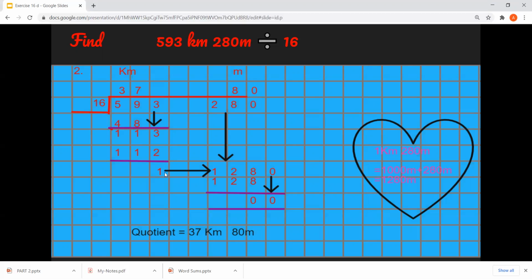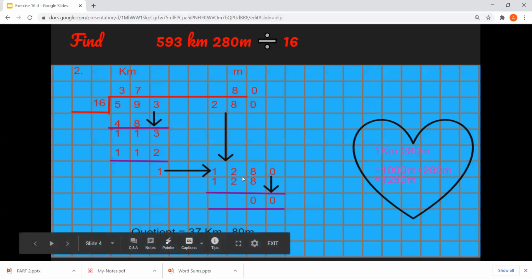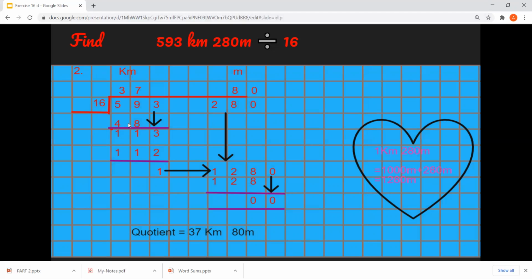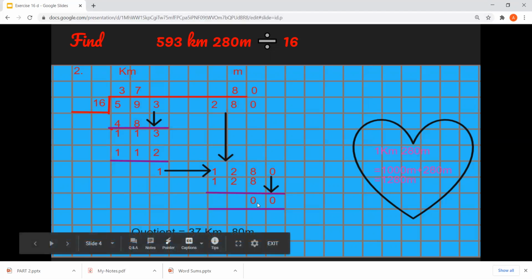So students, now is the step to convert these kilometers into meters. We know that in 1 kilometer, there are 1000 meters. So we will multiply 1 by 1000 and we will add 280 meters and we will get 1280. Now we will divide these meters by 16. 16 eights are 128. 128 minus 128 is equal to 0.